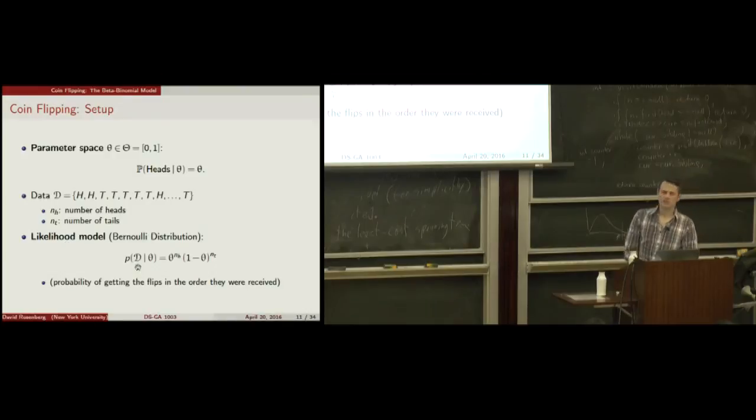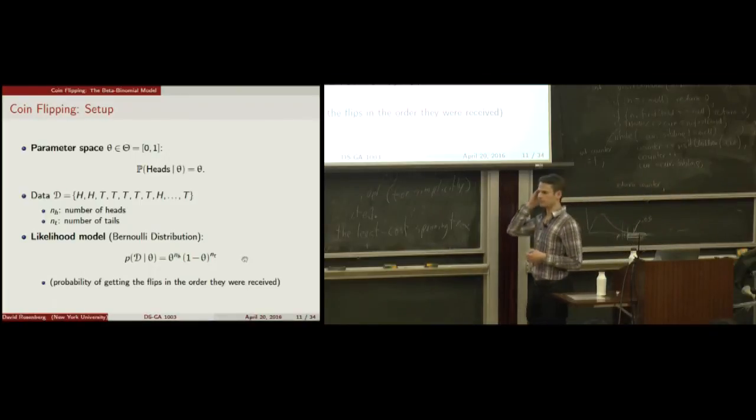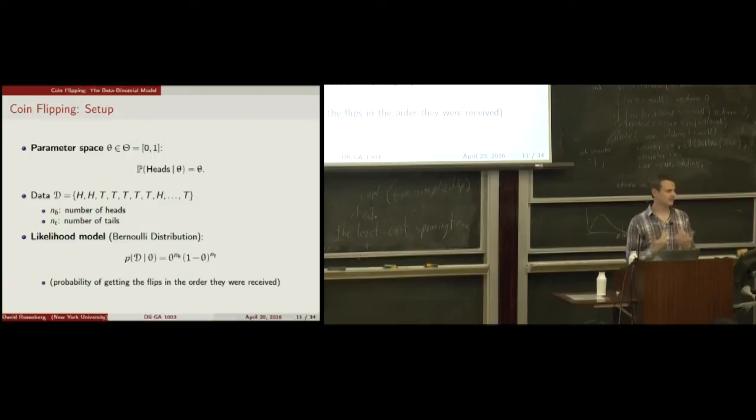Likelihood model. Given a theta, given a probability of heads, what's the likelihood or the probability of seeing the data that we see? So study this for a moment. n sub h is the number of heads, theta is the probability of heads, 1 minus theta is the probability of tails, n sub t is the number of tails. This gives us the probability of observing the exact sequence of heads and tail flips that we saw. So that's the likelihood of the data for a given theta.